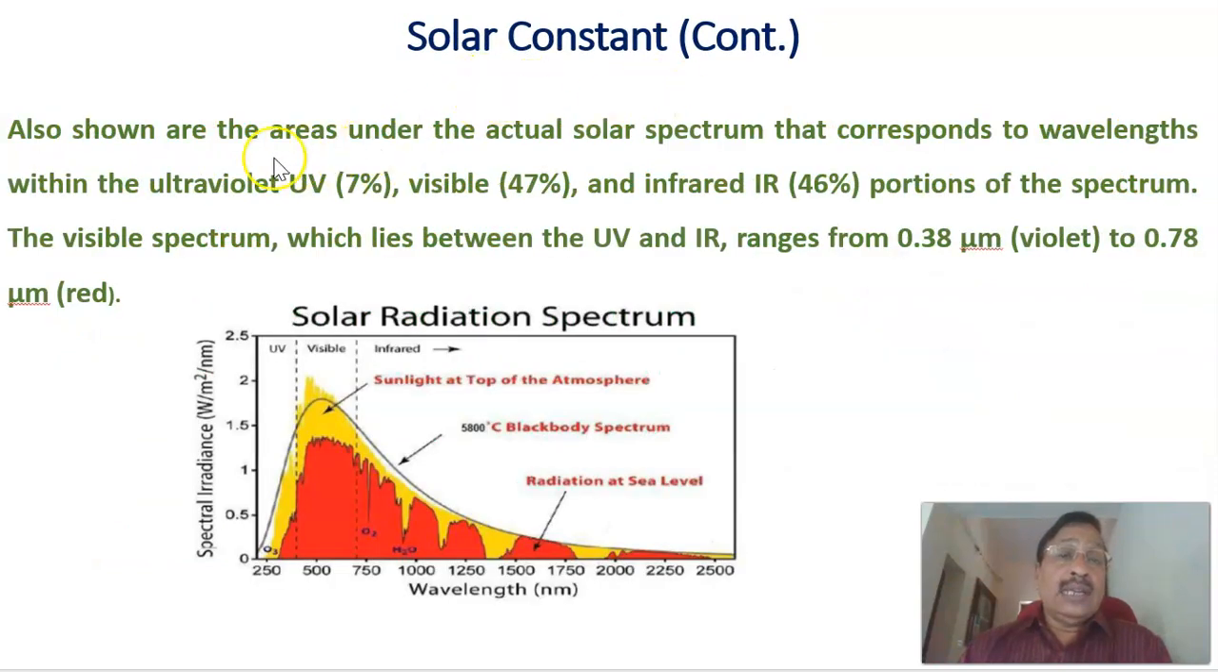Continuing with the solar constant, also shown are the areas under the actual solar spectrum. This is called the visible region, this is the infrared region, and this is the ultraviolet region. The area under this is infrared 46%, visible 47%, and UV 7% of the spectrum. The visible spectrum lies between the UV and IR ranges, with wavelengths from 0.38 micrometer to 0.78 micrometer. Therefore, the area under this indicates the solar constant.